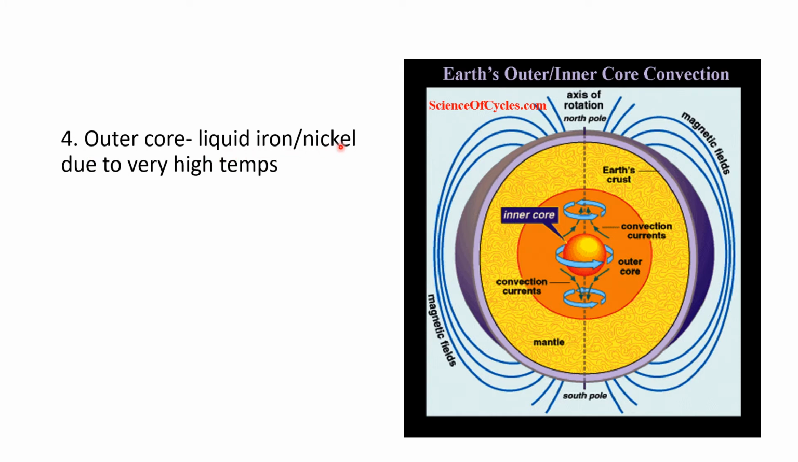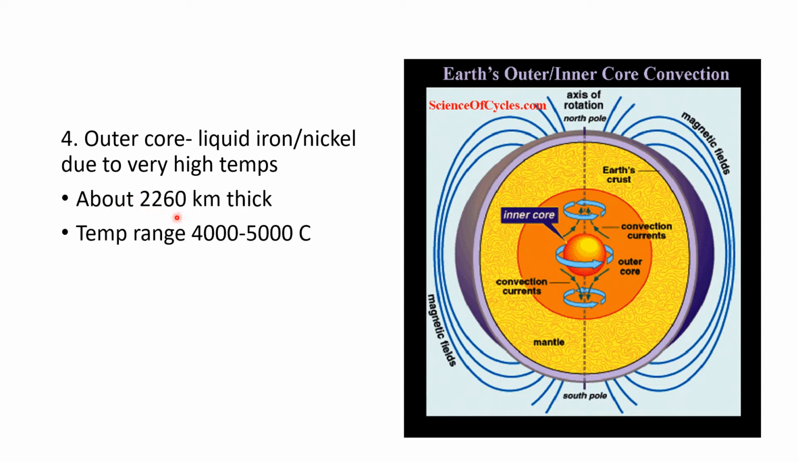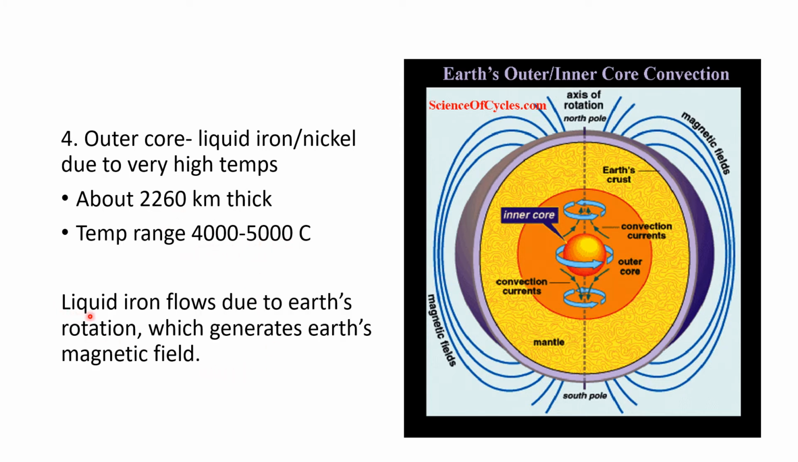Next, we have the outer core of the Earth. This is a liquid iron and nickel alloy. It's liquid because of the very high temperatures found near the center of the Earth. It's about 2,260 kilometers in thickness, and its temperature ranges from 4,000 to about 5,000 degrees Celsius. An important thing about the outer core is that the liquid iron in it flows due to the rotation of the Earth, and this flow of liquid iron generates Earth's magnetic field, which protects us from radiation from the sun.